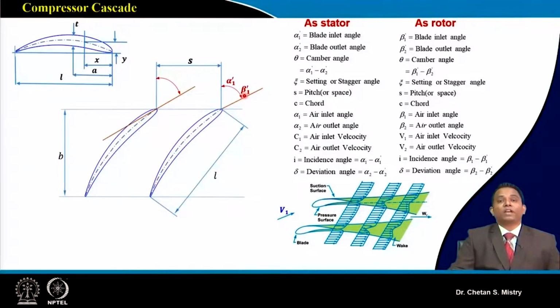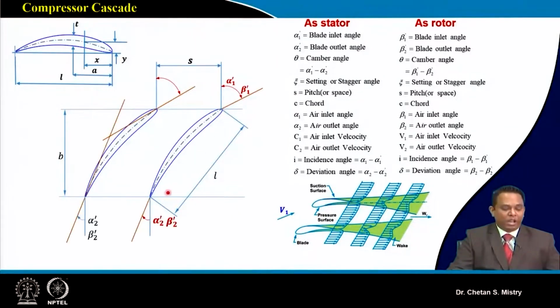When people use this cascade data or do analysis of cascade data, if the cascade is of a stator, they put that as alpha. If the cascade is of a rotor, they put that as beta. So do not get confused here; it is written separately. If we are considering a stator, I put alpha, and if we are considering a rotor, we consider it as beta. So this is my blade inlet angle.